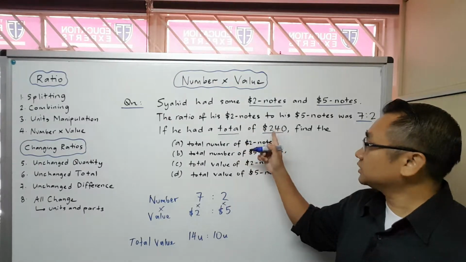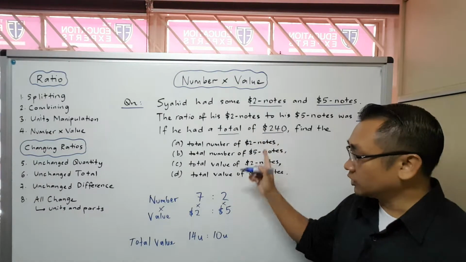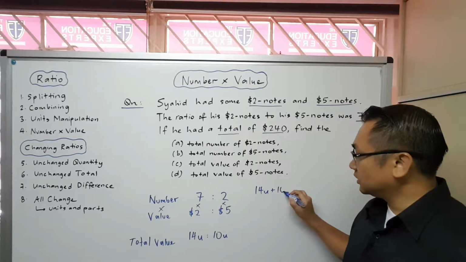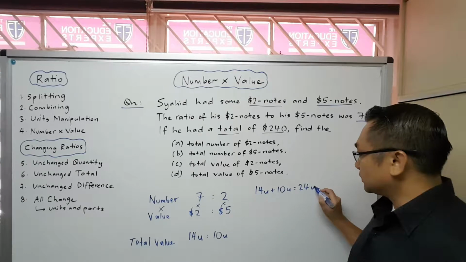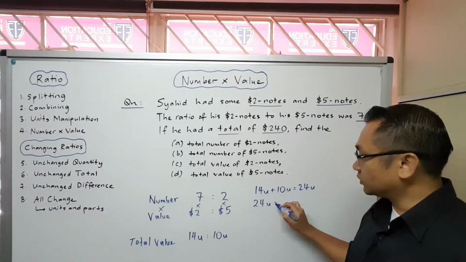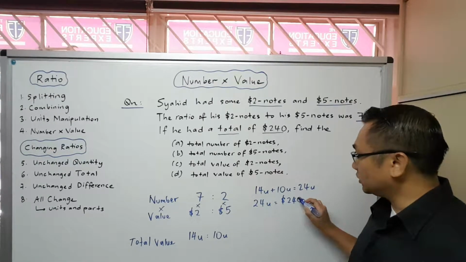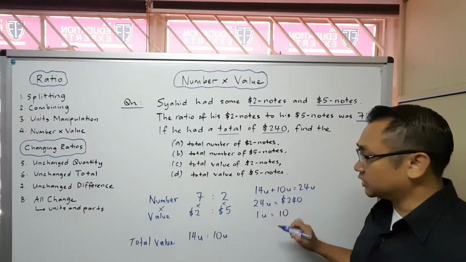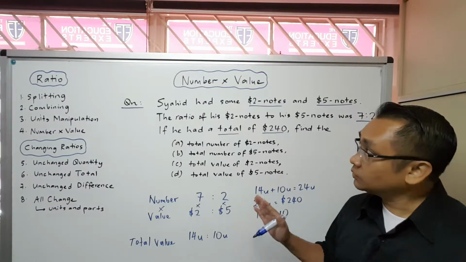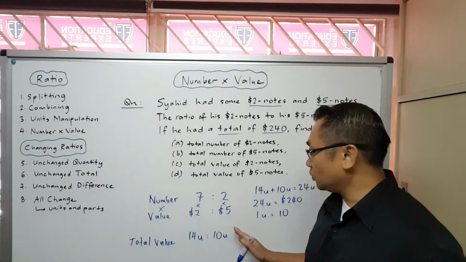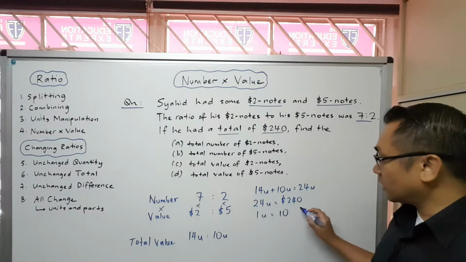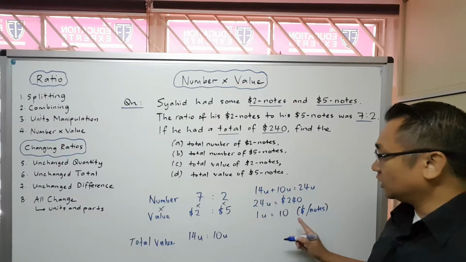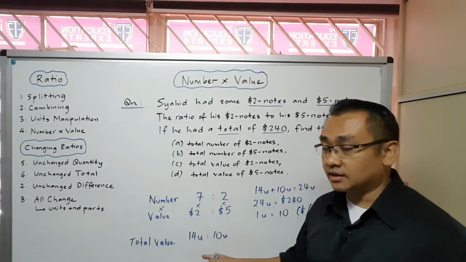Since the question says that the total is $240, you can add them up. 14 units plus 10 units is 24 units. So 24 units equals $240. 1 unit is 240 divided by 24, which is 10. So when you are using the number times value method, please take note that 1 unit can be $10 or can also mean 10 notes. We will see why it is like that later.